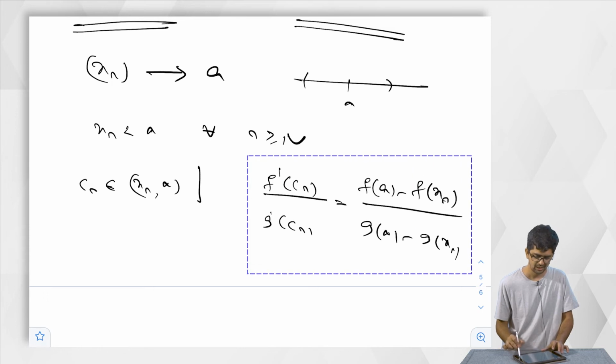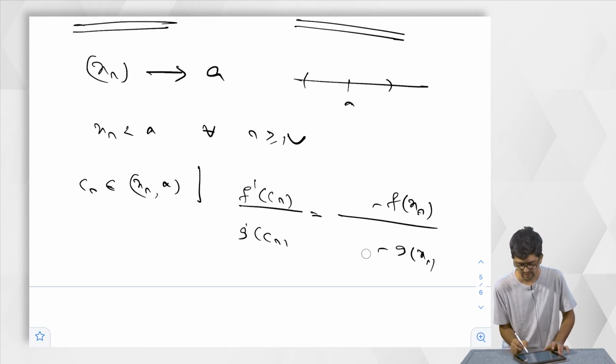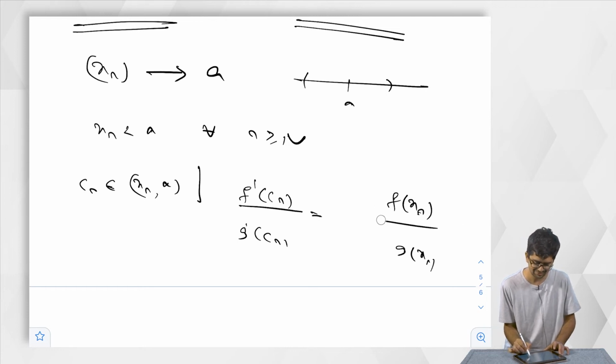What did we say about f of a? f of a is 0, so I am not writing that. g of a is 0, so I am not writing that either, and the minus signs go away, and we have just this.